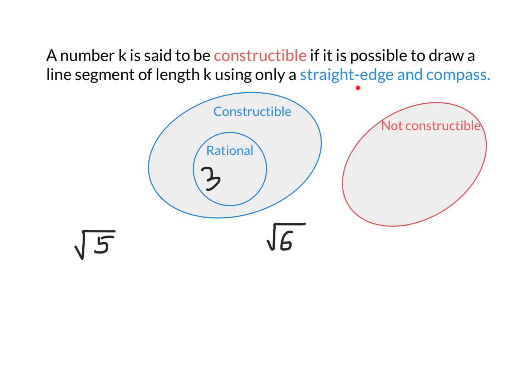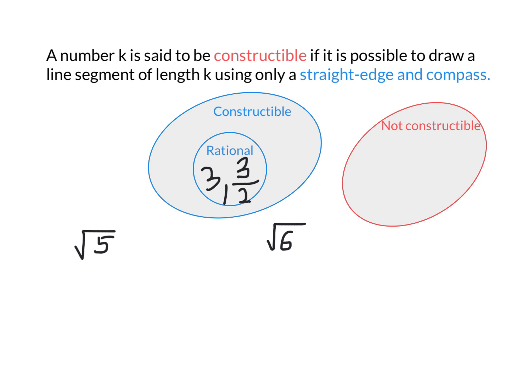But because you can use straight edge to divide line segments, to add line segments, subtract them, multiply them, you can get any rational number. So because 3 is constructible, say 3 over 2 would be constructible. Every rational number is constructible, but not every constructible number is rational.